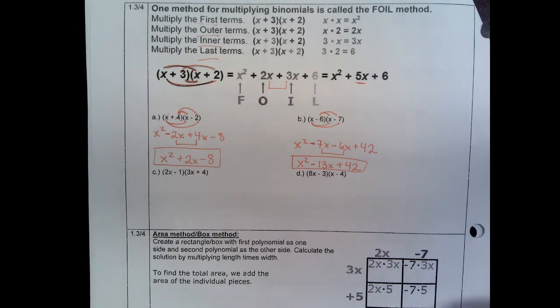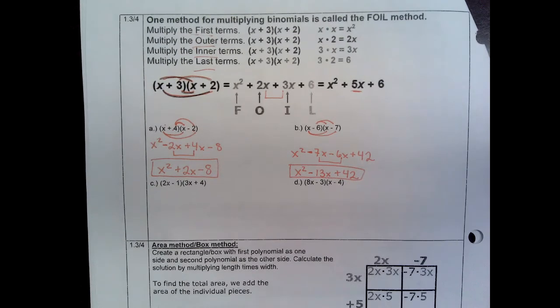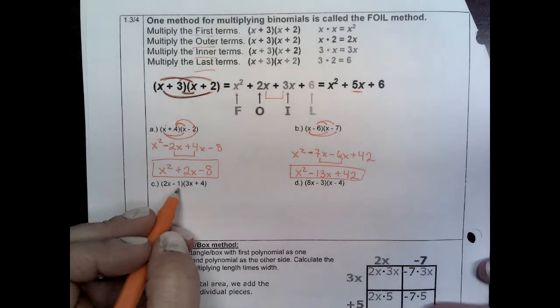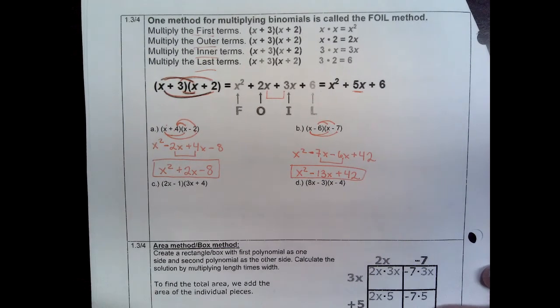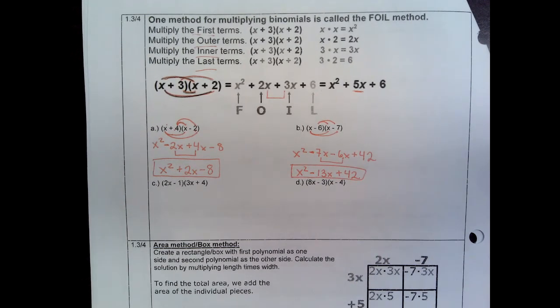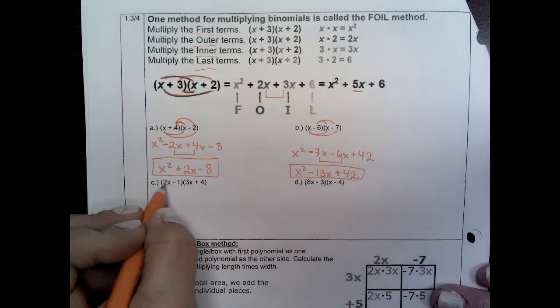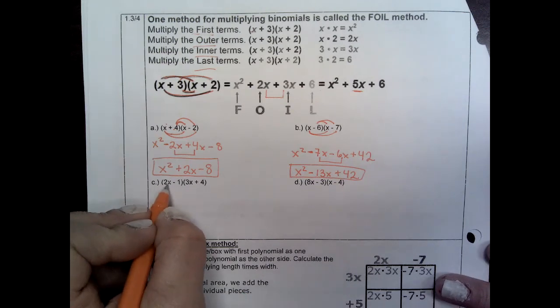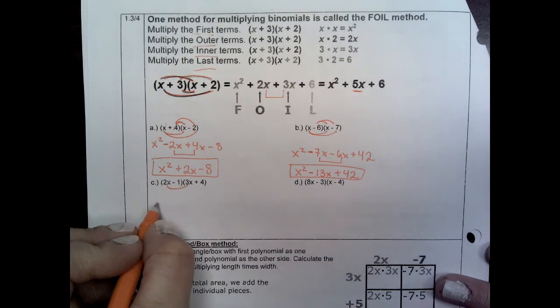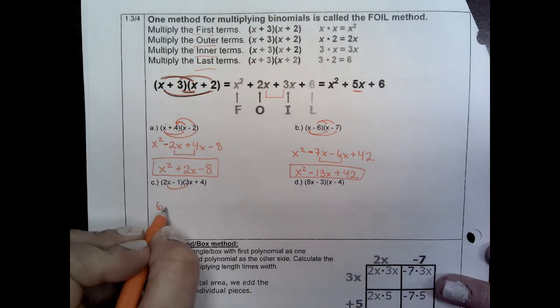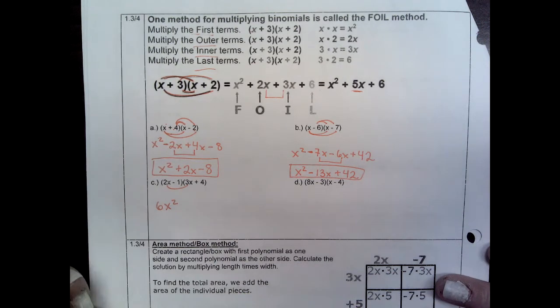I want you to go ahead and try the next two, okay? But do this without me. Try them, pause it, and then in a minute we'll go over them. Okay, so hopefully you guys paused this and tried it. So we're going to do first, 2x times 3x. Well, 2 times 3 is 6. x times x is x squared.